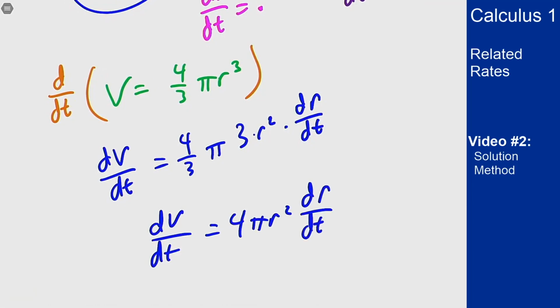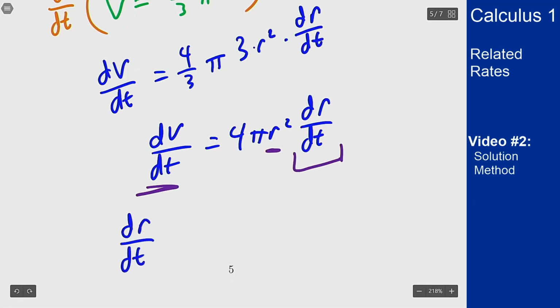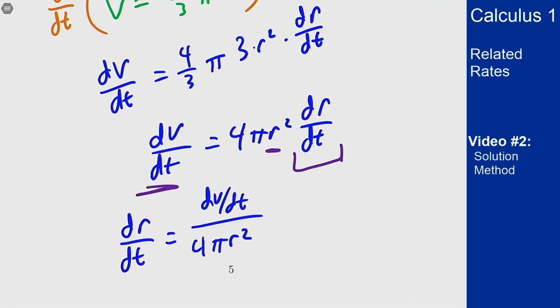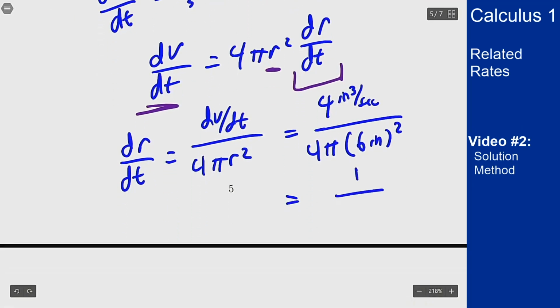At this point, I'm in good shape. I can now start plugging in numbers. I know dV/dt, that was in the problem statement. I was given a value for r in the problem statement, and I'm trying to solve for dr/dt, so I can work this out. Solving it out, dr/dt is dV/dt over 4 pi r squared. Since dV/dt is 4 cubic inches per second, this becomes 4 cubic inches per second over 4 pi times r, which is 6 inches, squared. Calculate things out, this becomes 1/(36 pi) inches per second.